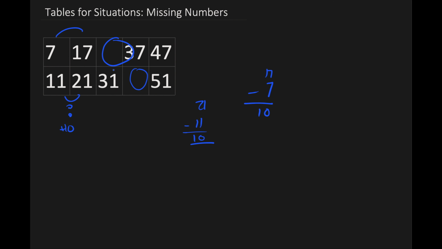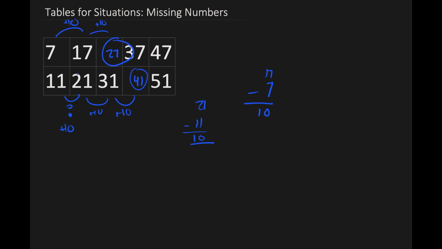So it looks like the rule still is plus 10. Okay, so now we know that we have plus 10. To get to the missing number, we have to do 31 plus 10 and 17 plus 10. Okay, so now let's do that. 17 plus 10 is 27. 31 plus 10 is 41. Okay, now that's one way to solve it.